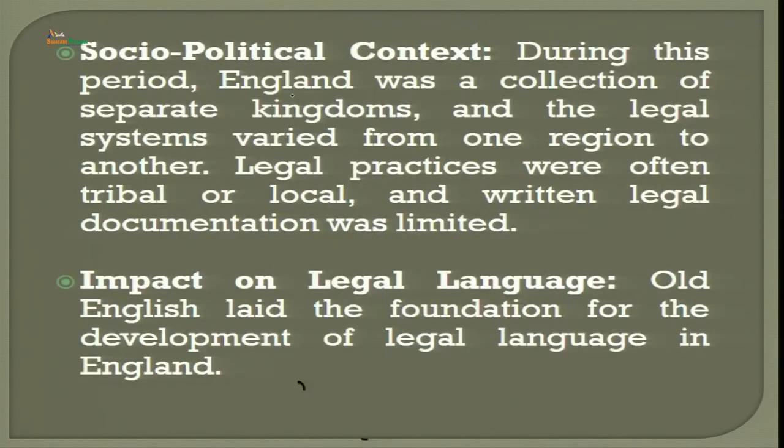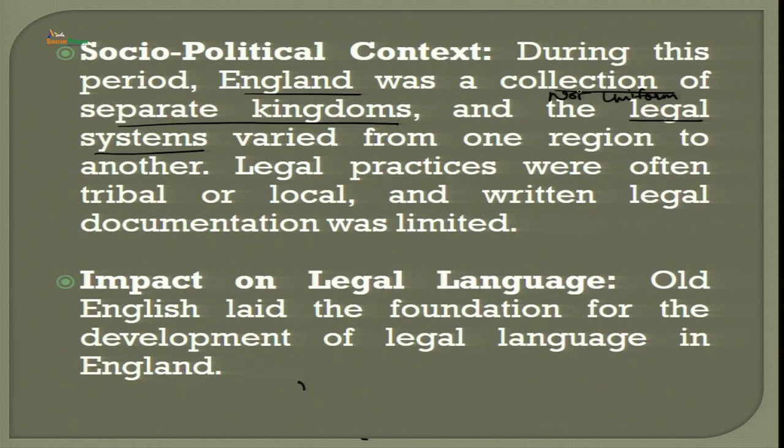So what happened was that Latin and French influence began to be visible in our communication and in our transcriptions. Further, what was the social and political context at that time? Social and political context means the kind of influence on society that was visible, and political influences like Whigs and Tories were there. During this period, England was a collection of separate kingdoms, and the legal systems varied from one region to another. So, legal systems were not uniform.